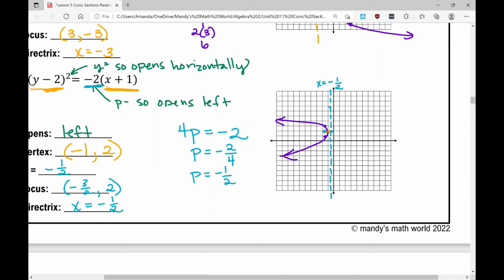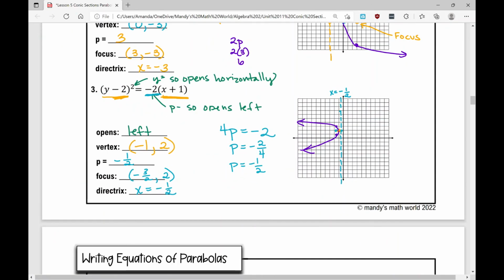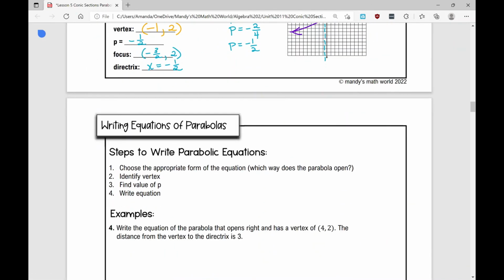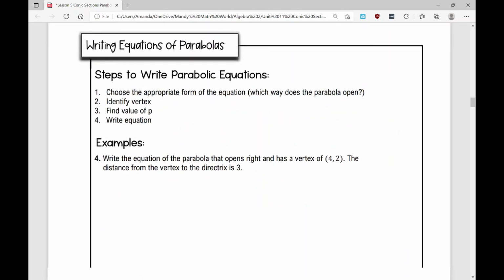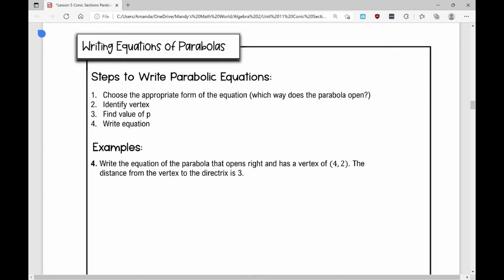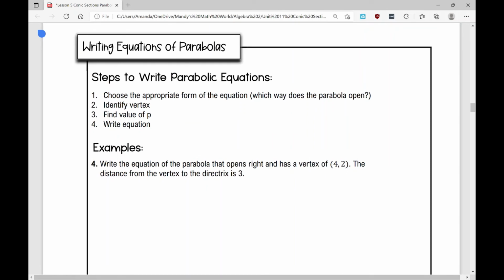So let's move on to writing some equations of parabolas. And we only have 2 more examples in today's notes, so I'm going to try to get through them very quickly because I've already taken 20 minutes to explain this. So when you're writing equations of parabolas, the first thing you need to do is choose the appropriate form of the equation. Which way does the parabola open? Up, down, left, right. You need to identify the vertex, find the value of p, and write the equation.